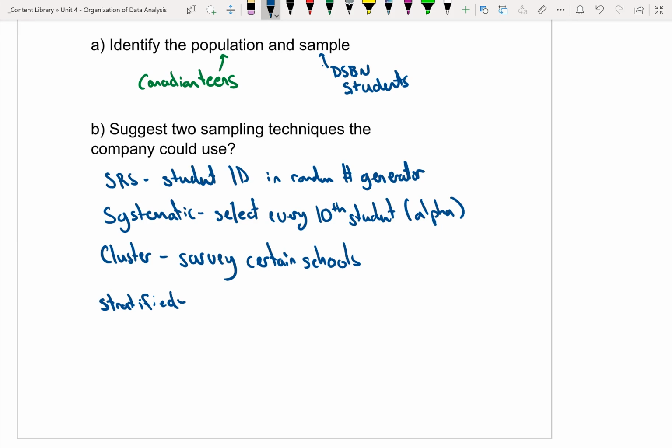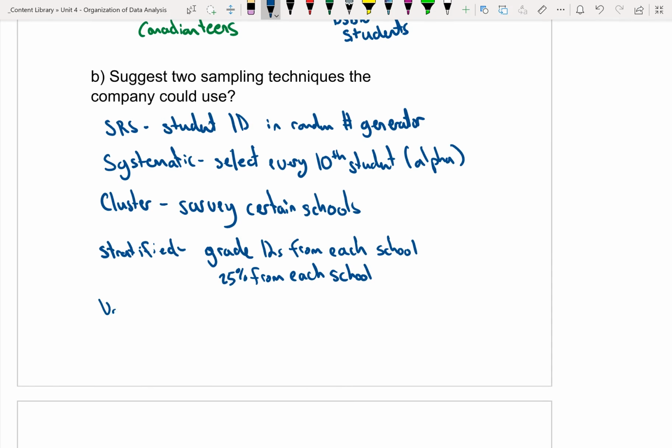Stratified sampling. So this is where we are breaking them up into groups and then selecting a certain proportion. So we could be breaking them up into schools and then say selecting grade 12s. Or you could say you're selecting maybe 25% from each school. Voluntary, so voluntary website. You could have maybe a Google form on the DSBN website, and whoever goes to it would answer it or complete the survey.